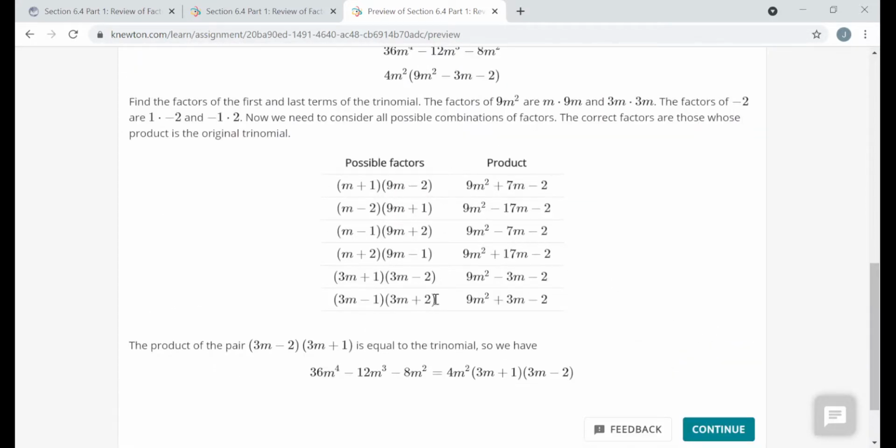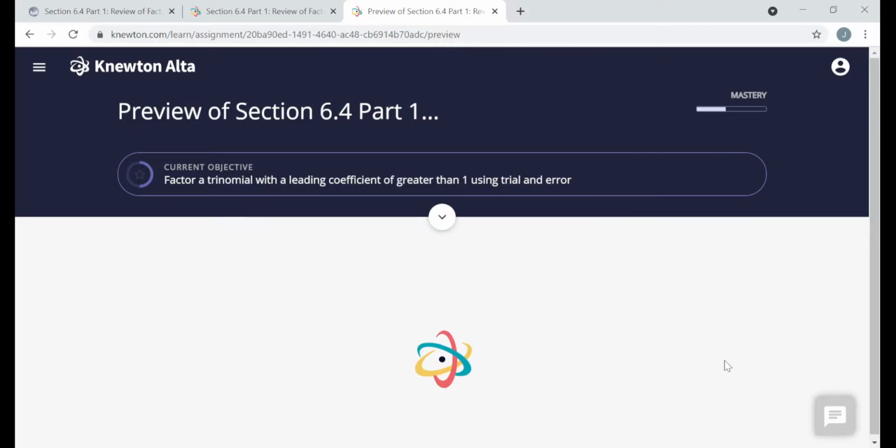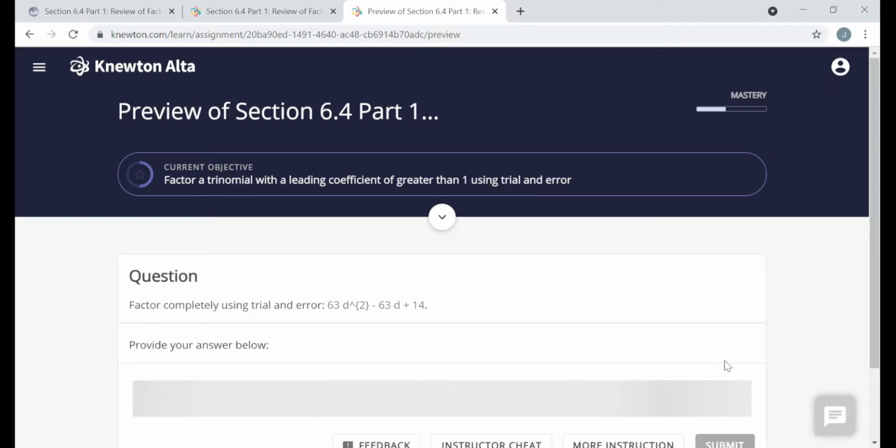Again, see, they're doing the guessing and checking. All right. So once again, with the trial and error, but I'm not going to do that. I'm still going to use the AC method.